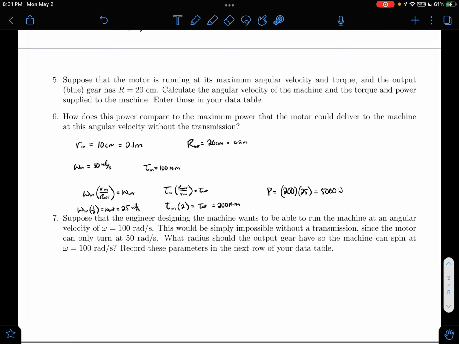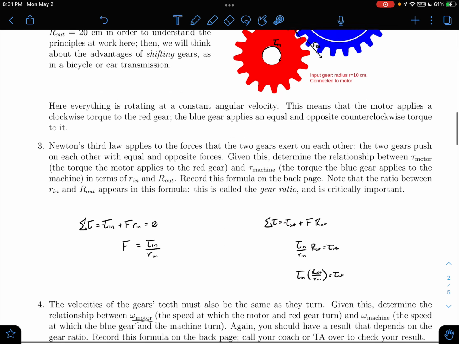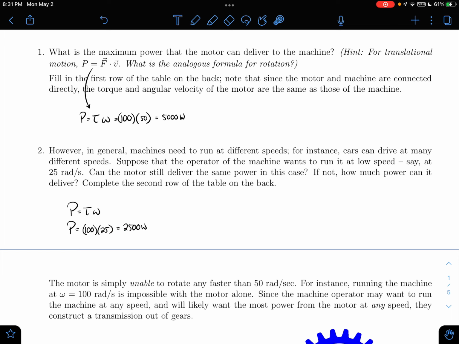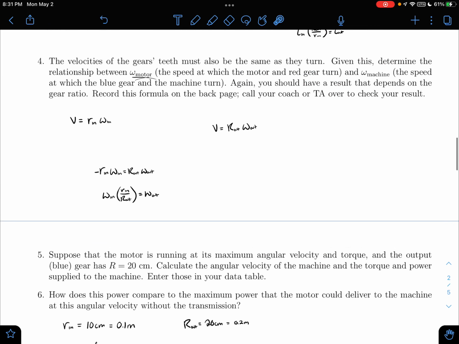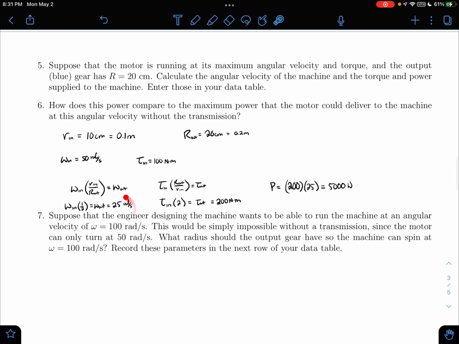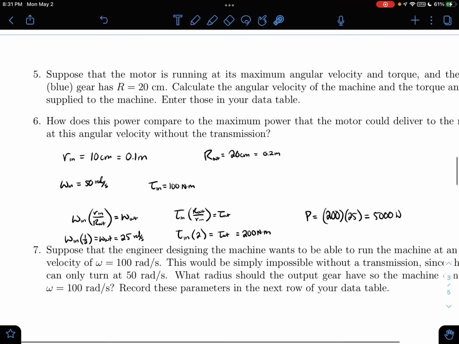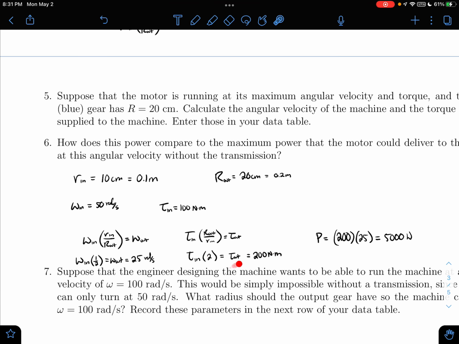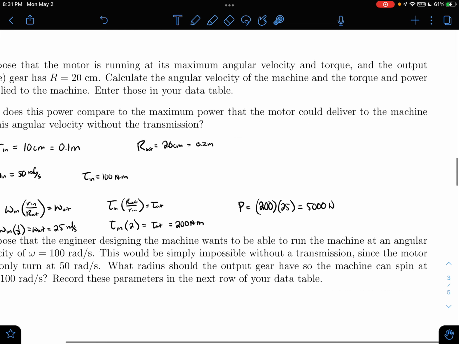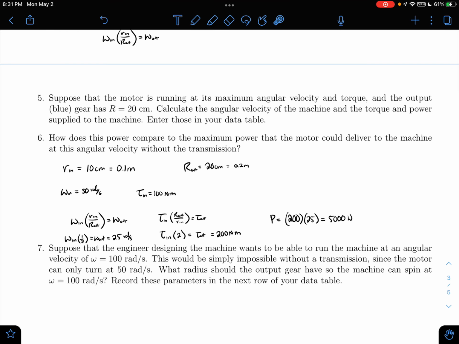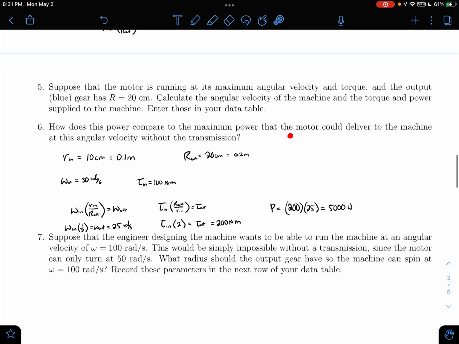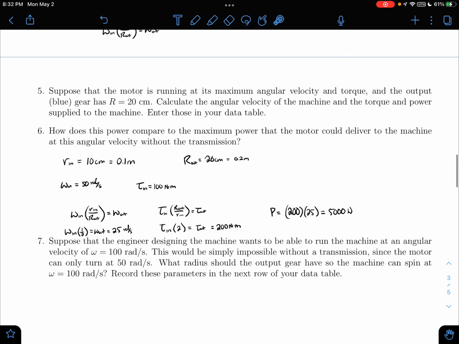Because our power before, with our 100 times 25, was half of it. But here's our maximum power, our 5,000 watts. Now we figured out how we can run our machine at 25 radians per second, but still supply it with the full 5,000 watts of power. Because if we double our torque and halve our omega, and we multiply them together, it's going to be the same thing. So how does it compare to the maximum power that the motor can deliver without the transmission? It's the same, right?